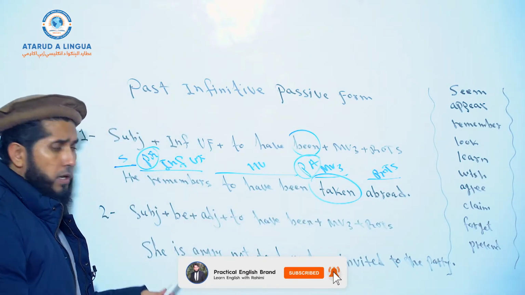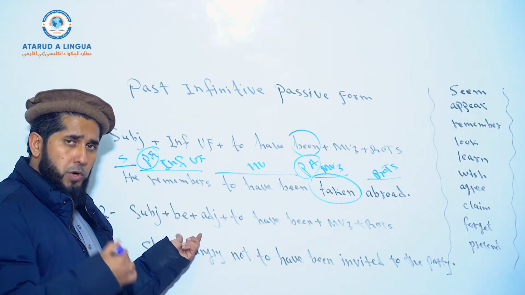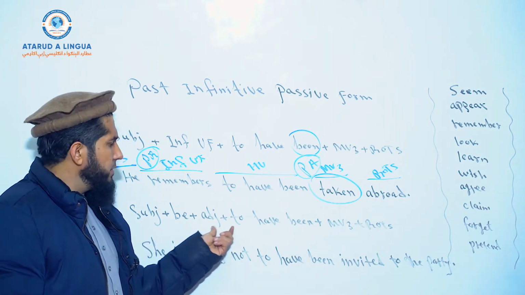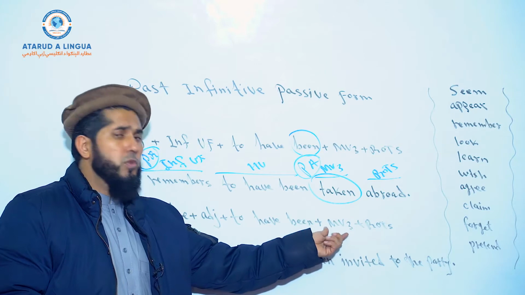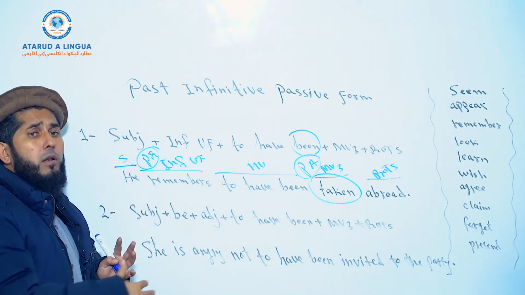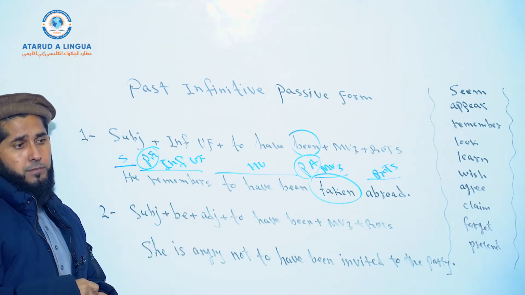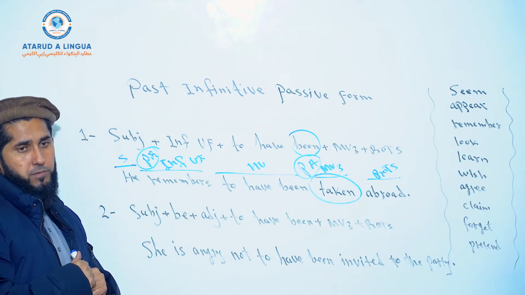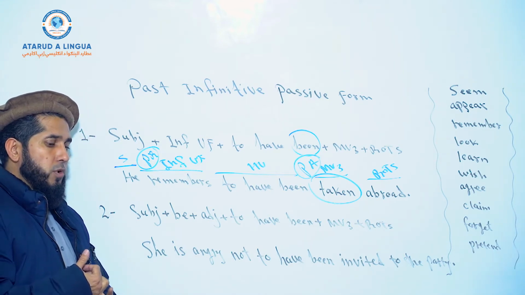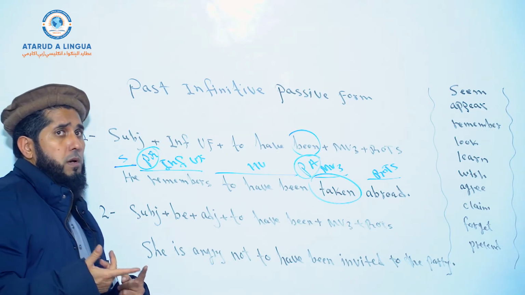And now look at the second structure. Subject plus a to be verb form, according to the tense, according to the subject, is, am, are, was, were, adjective, to have been, main verb third form, rest of the sentence. Now here's a question. Can we use all kinds of adjectives according to the structure? No, we can't. Because there are different types of adjectives. Adjectives of quantity, adjectives of origin, adjectives of size, and color.